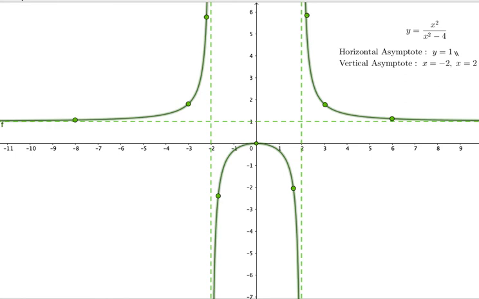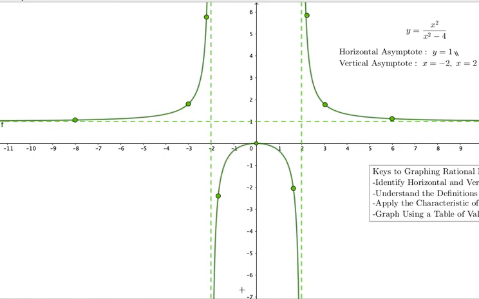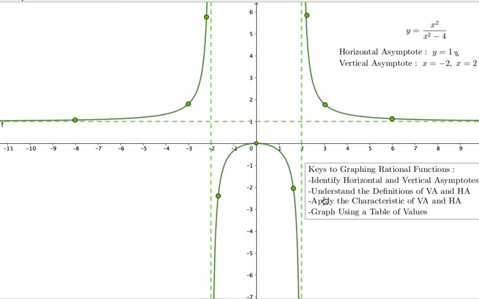So over the next little while, I guess 2-3 days, we are going to be graphing rational functions. What are the keys to graphing rational functions? Well, we're going to uncover them over the next few days. The keys are: number 1, identifying horizontal and vertical asymptotes. Number 2, understand the definitions of a vertical and horizontal asymptote, which is quite difficult actually. Number 3, apply the characteristics to vertical and horizontal asymptotes. And then basically, we just use a table of values to figure out points. Connect the dots, and we're done.